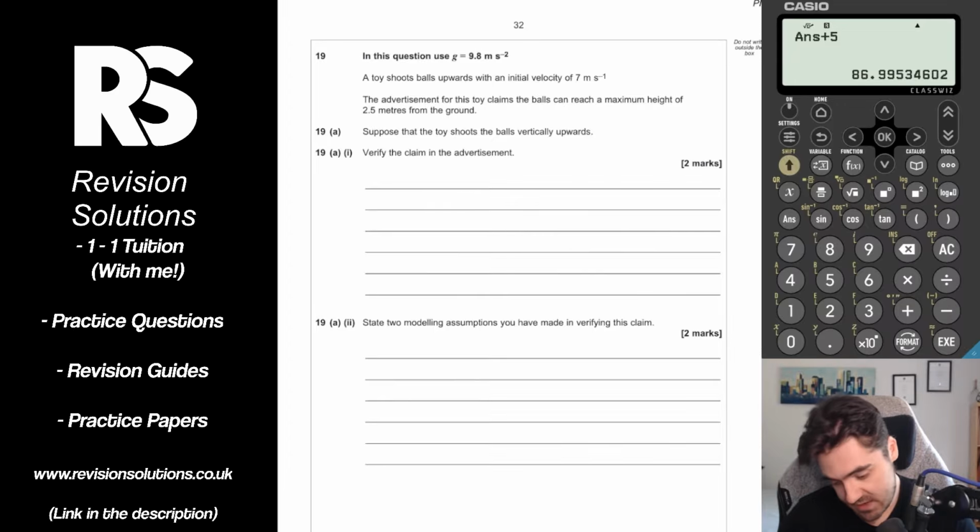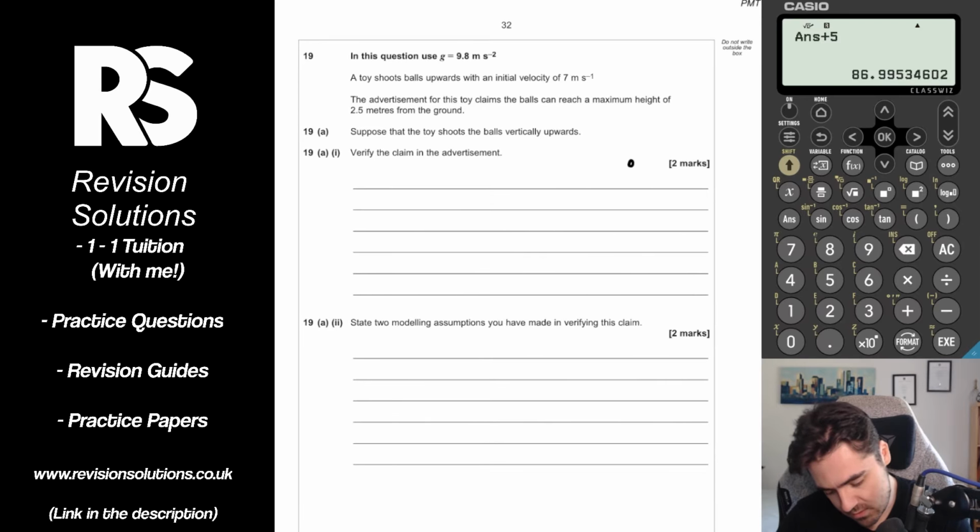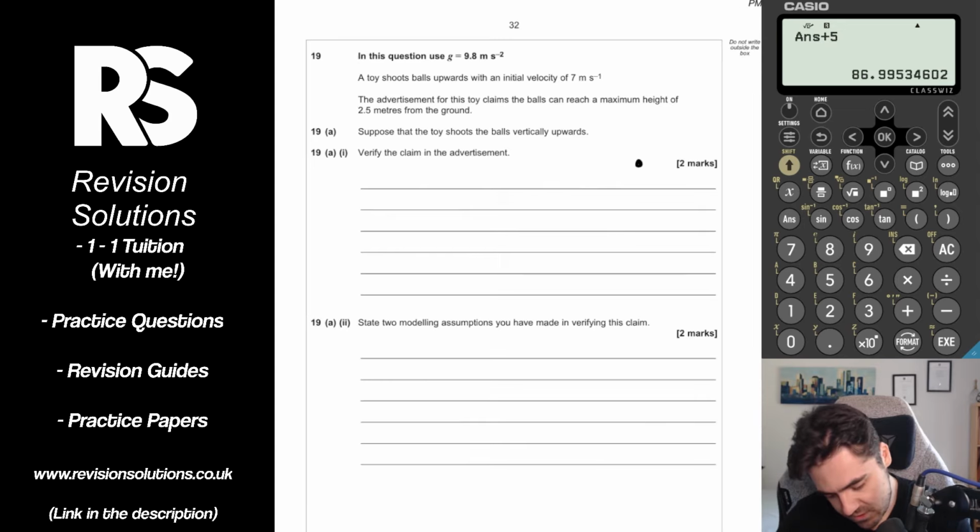Carrying on to question 19, it says a toy shoots balls upwards with a vertical velocity of 7 meters per second. The advertisement for this toy claims the ball can reach a maximum height of 2.5 meters from the ground. Suppose that the toy shoots the balls vertically upwards. Verify the claim in this statement. So we have a ball starting with an initial velocity of 7 meters per second. And we want to find its maximum height.